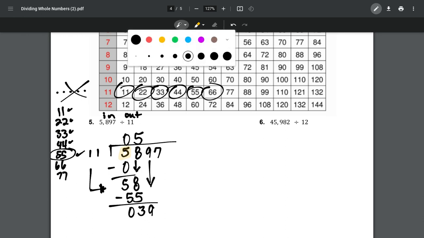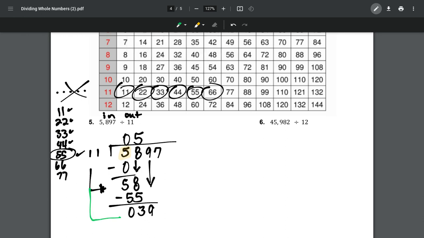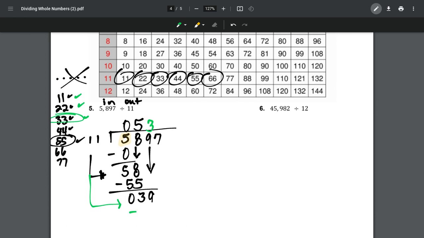Now, anytime you bring down, you just repeat the process. So now I'm going to do 11 into 39. How close can I get to 39 without going over? So 33, that's 1, 2, 3. So put a 3 above the 9. And I subtract 33 because that's the number I circled. Well, 9 minus 3 is 6. 3 minus 3 is 0. And I bring down the 7.